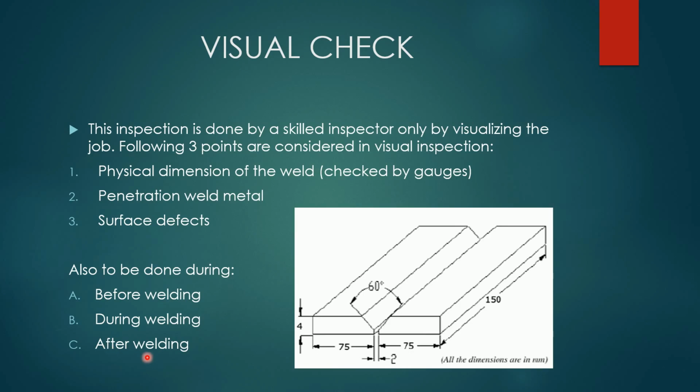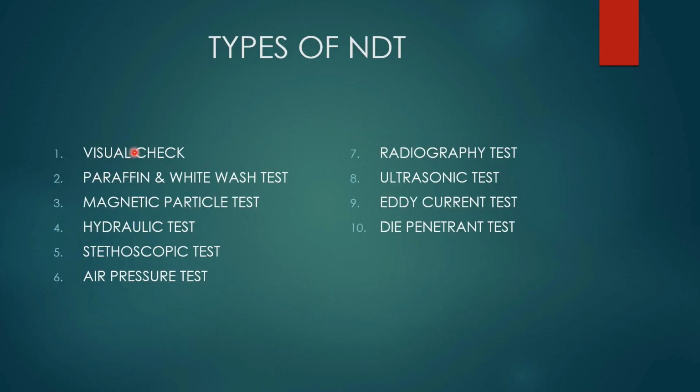Now third is after welding. After welding, we have to check the welded joint for accuracy as per the drawing. We have to check different defects like undercuts, spatters, roughness, pits, areas left without weld metal filling, and overlap. So this is nothing but the basic welding inspection which is required to be done by all the welders. Okay, so first topic is completed, visual check.